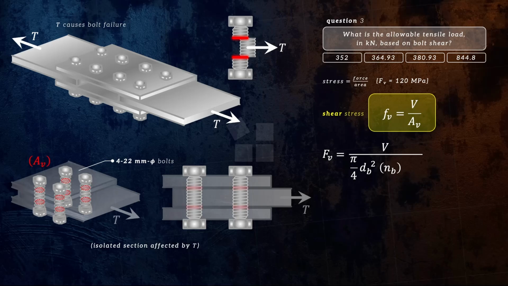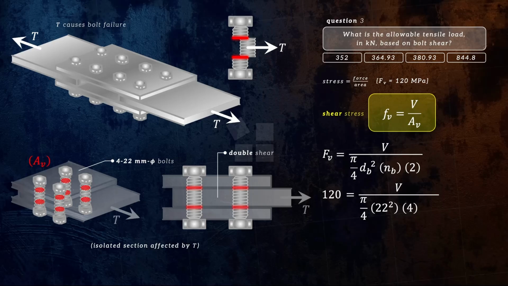If you pay attention to the side view of the isolated section, we actually have double shear. Hence, we must multiply by 2 to complete our expression for the shear area AV. FV is given as 120 equals V over pi over 4 times dB, the bolt diameter, which is 22, squared, times 4, which is the number of bolts involved, times 2.